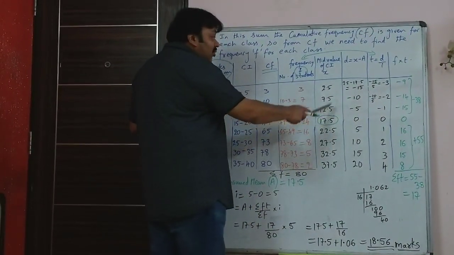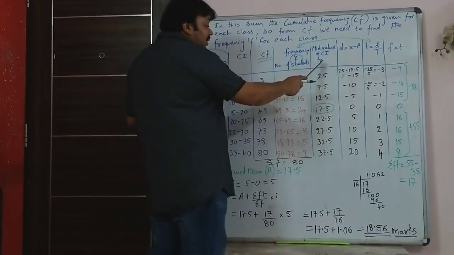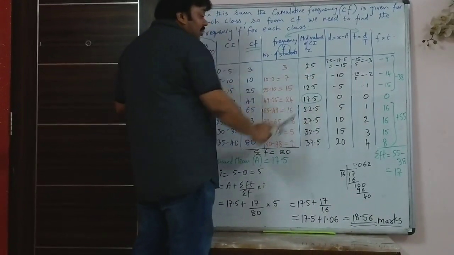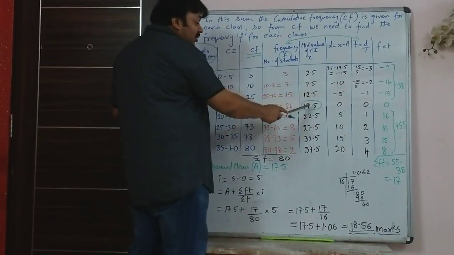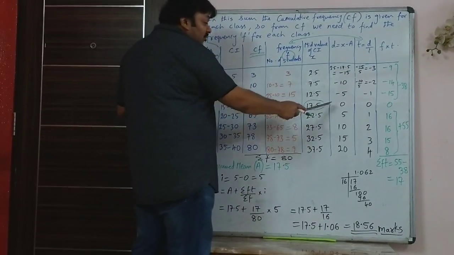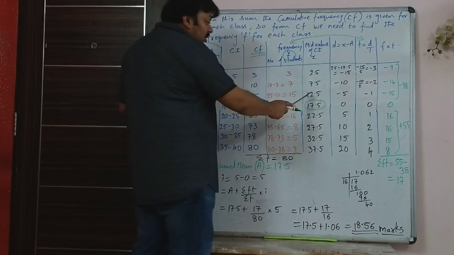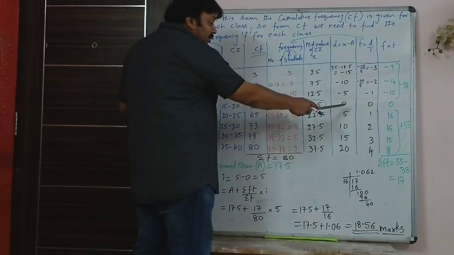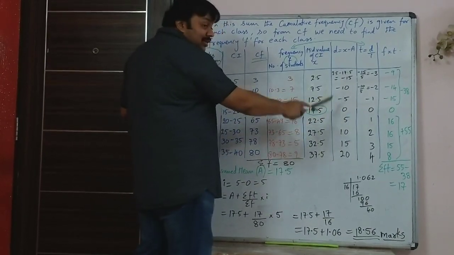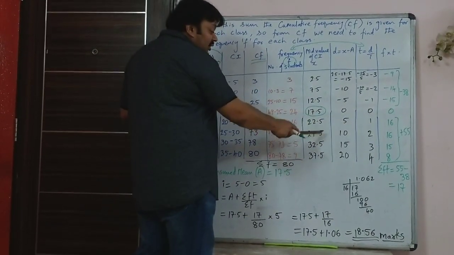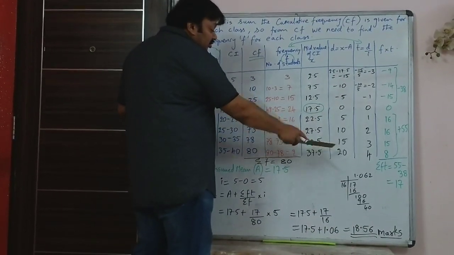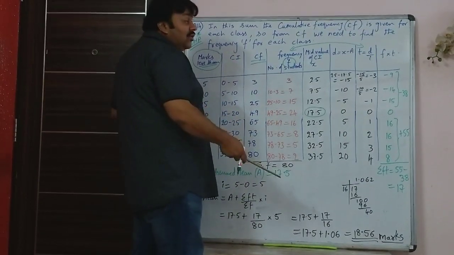Once you have written the assumed mean, next is deviation, that is x minus a. 2.5 minus 17.5 is minus 15. 7.5 minus 17.5 is minus 10. 12.5 minus 17.5, that is minus 5. Then it becomes 0. 22.5 minus 17.5, now plus values. So plus 5, then plus 10, plus 15 and plus 20. So this is the step deviation method.